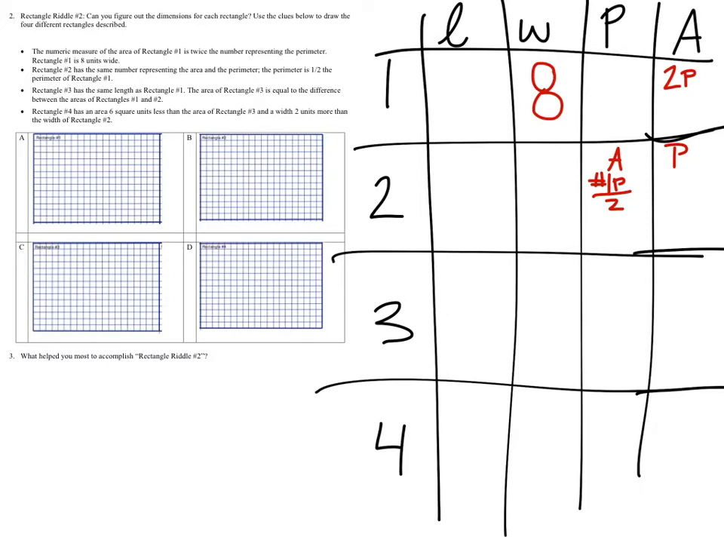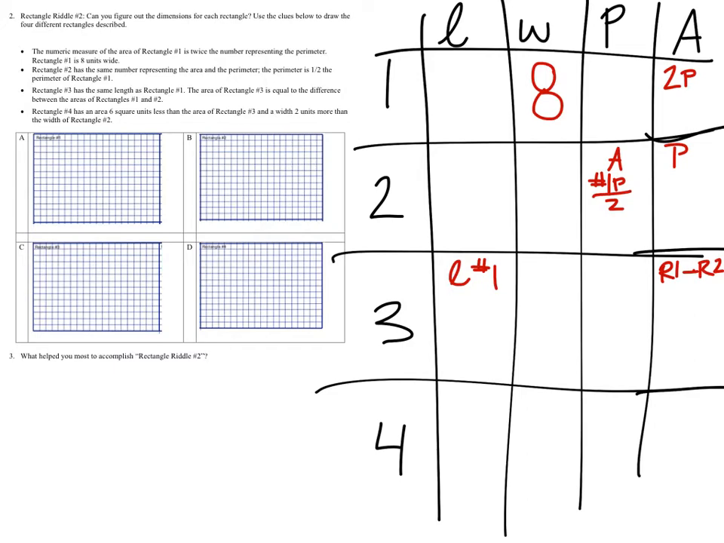Rectangle 3 has the same length as rectangle 1. So rectangle 3 has the length of rectangle 1. We don't know what it is yet, though. The area of rectangle 3 is equal to the difference between the areas of rectangle 1 and 2. So we take rectangle 1 area and subtract rectangle 2 area, and that will be the area of rectangle 3.